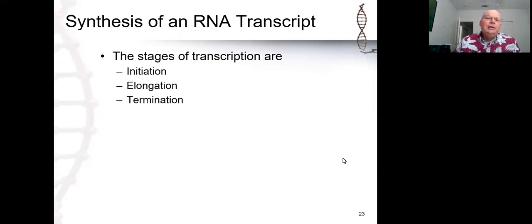So there are three stages that are recognized: initiation, elongation, and termination. When we talk about translation, you're going to see the same three stages. So it's really important now that you start to differentiate between these three stages as they occur in transcription versus these three stages as they occur in translation. The names are the same, but clearly what occurs in each of them is going to be very, very different.